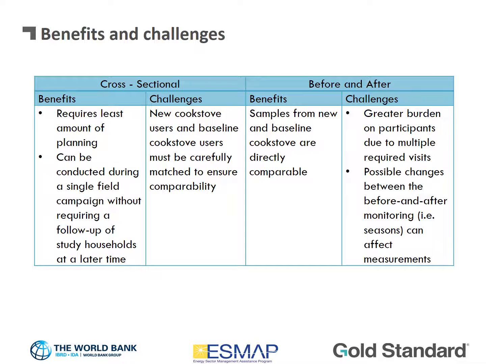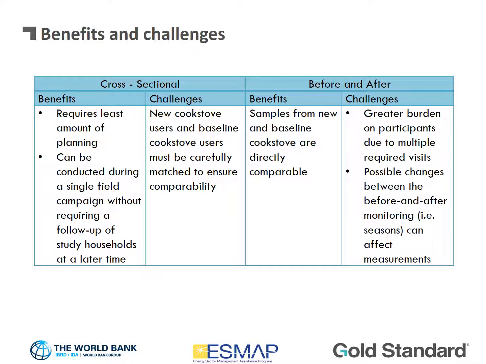Now, the challenges or drawbacks are that the user groups have to be very well matched to ensure comparability. So there might be unanticipated differences in the groups that make them hard to compare after making the measurements. So things like cooking location, fuel types, cooking behavior, socioeconomic level, food availability or fuel availability, all of these things can make comparing two cross-sectional groups difficult.